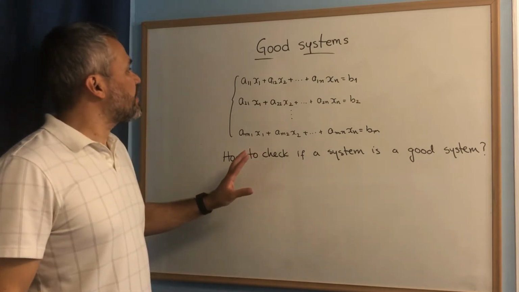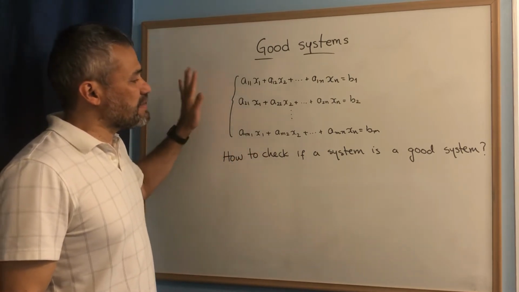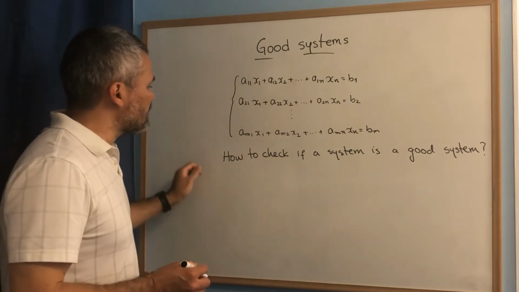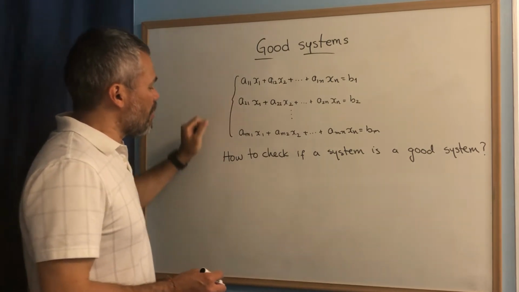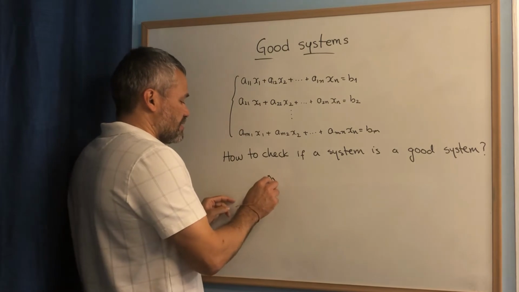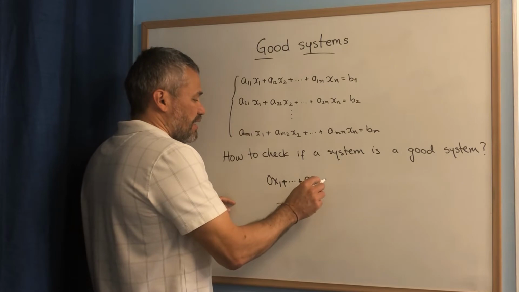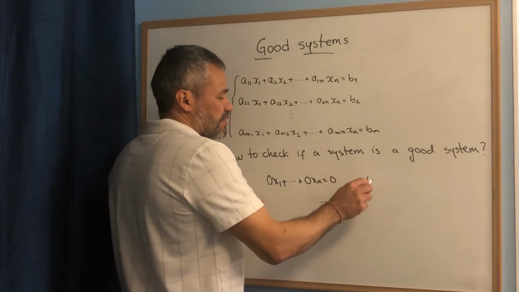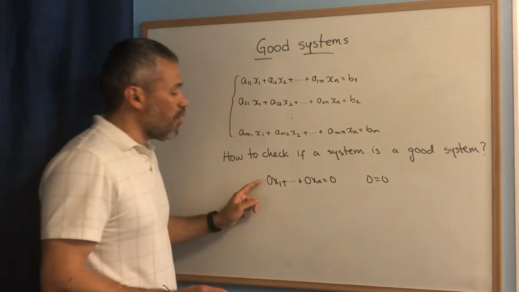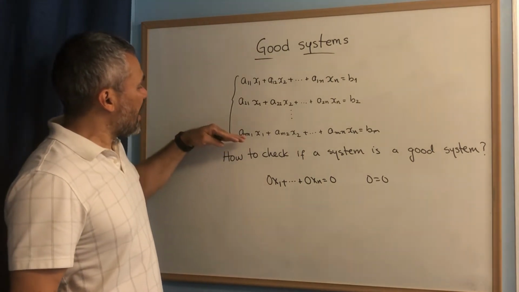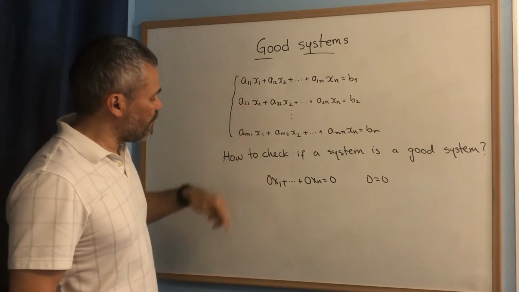Let me continue explaining how to check if a system is a good system. One of the conditions is that if we have in this system one equation that looks like this, 0x1 plus 0xn equals 0, that means the equation 0 equals 0. Or if we have several of these equations, they must be at the end of the list of equations.